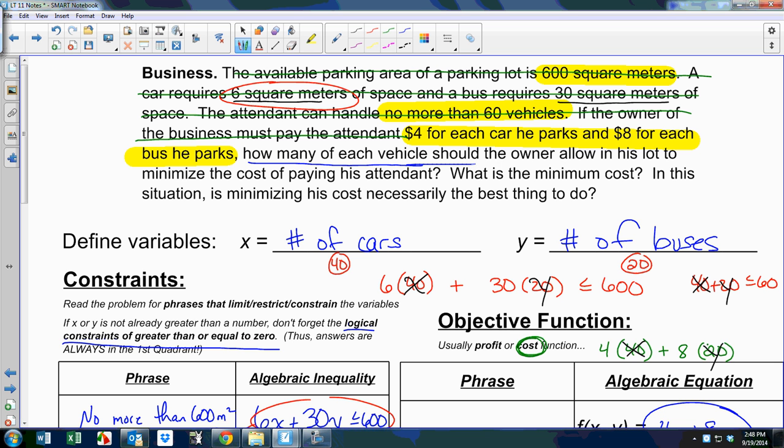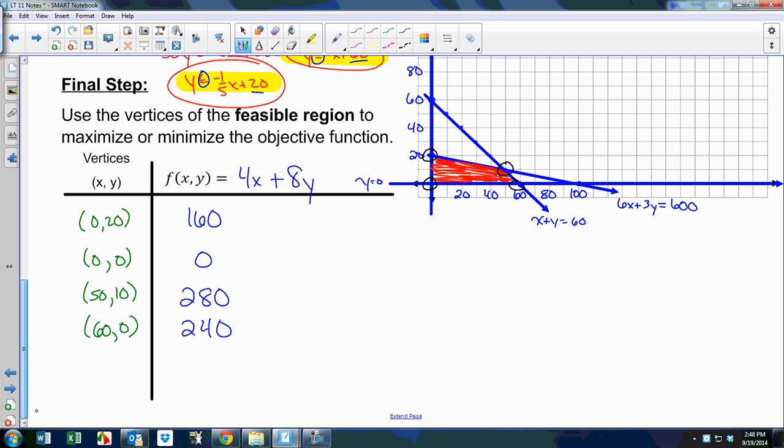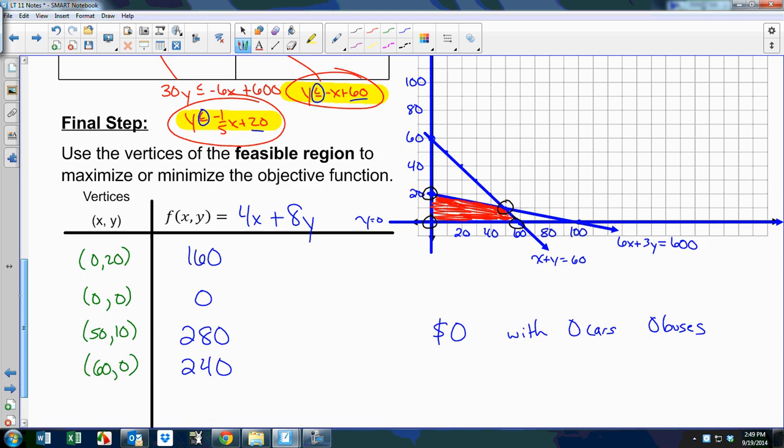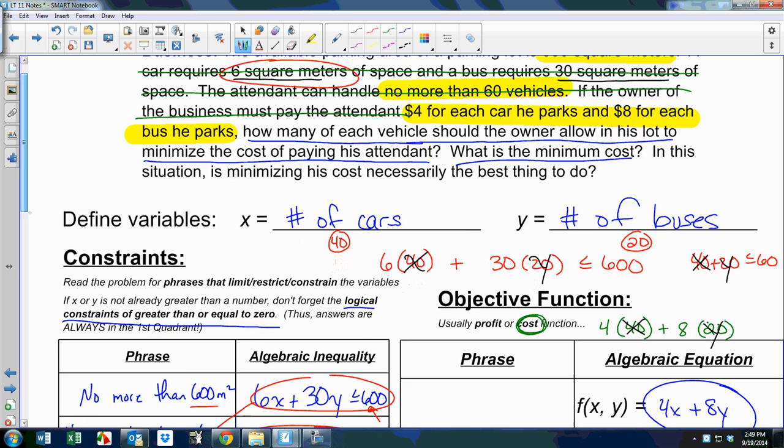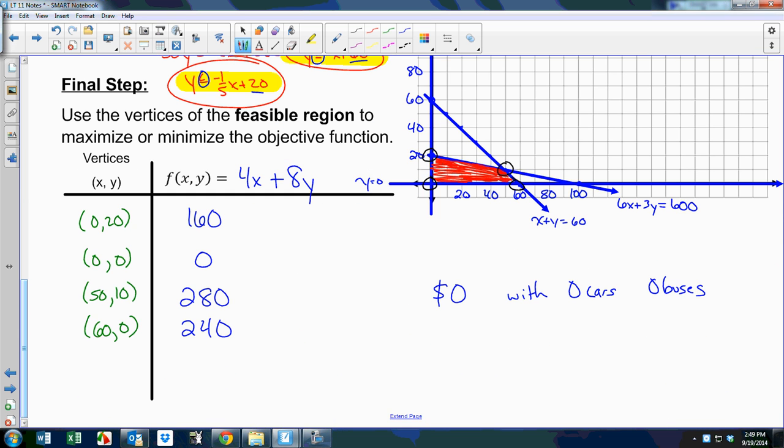How many of each vehicle should the owner allow in his lot to minimize the cost of paying his attendant? Well, the minimum cost is $0 with 0 cars and 0 buses. Immediately followed by the next question, so that was the minimum cost as well. In this situation, is minimizing his cost necessarily the best thing to do for his business? And the answer to that is clearly no. If he doesn't park any cars or any buses, yes, it minimizes his cost, but he doesn't make any money at all. So minimizing his cost wouldn't be the best thing.